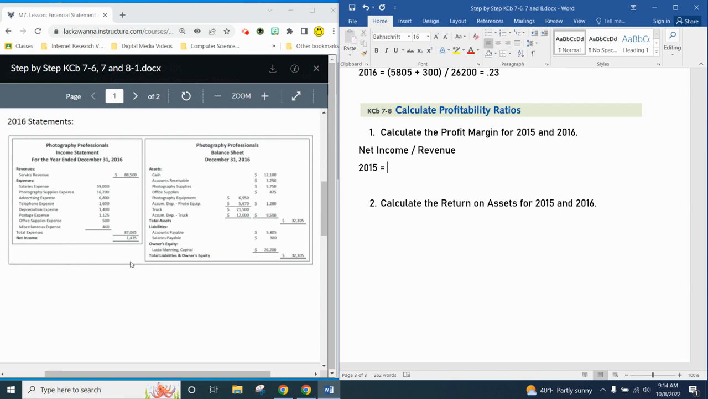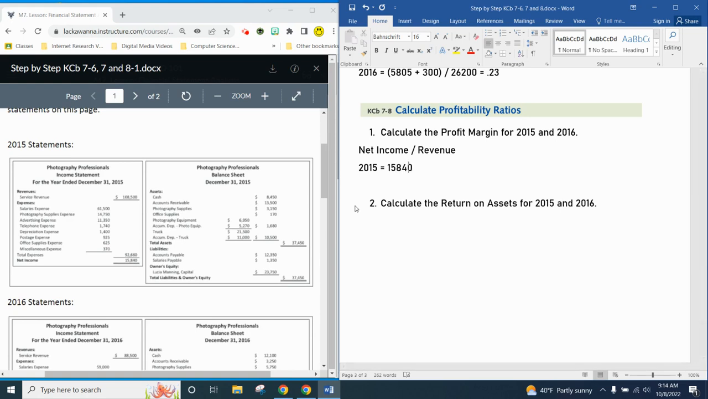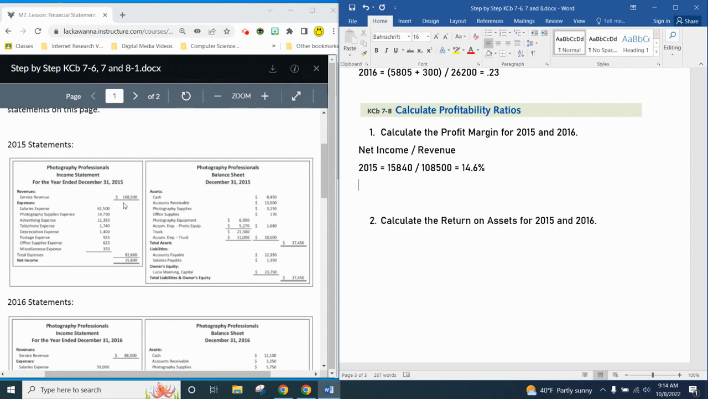My net income is 15,840 divided by my revenue, which is 108,500. And that gives me 14.6%. So our profit margin is listed as a percentage. For 2016, my net income was 1435 and my revenue was 88,500. And when I grab my calculator, that gives me 1.6%.